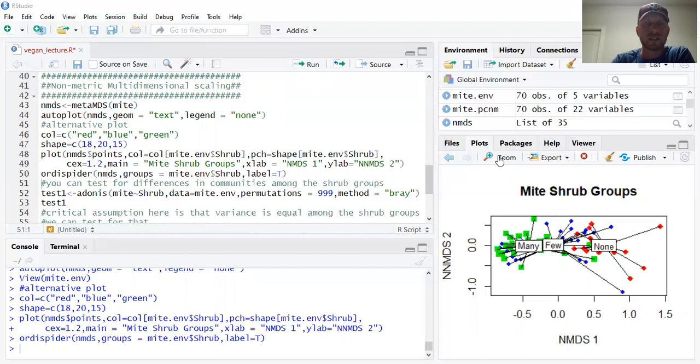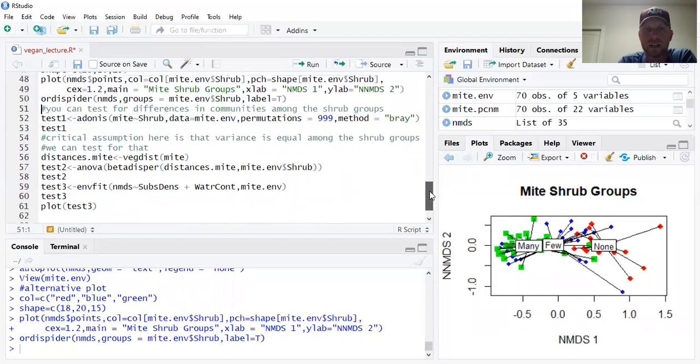But green represents collections or communities of mites that came from locations that had many shrubs. The blue represents communities of mites that came from locations that had few shrubs. And the red points represent communities of mites that came from locations that had no shrubs. And notice that there's a very obvious gradient along NMDS1 for each of those, where we go from many to none along this NMDS1. There is an ecological gradient there. We might want to test a couple things based on that gradient.